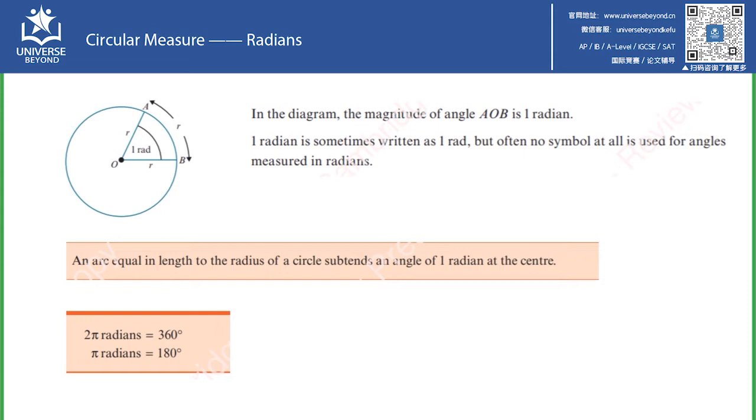Radians. Let's say this circle, and R is a radius. R is a radius, and 1 rad is one radian. Angle AOB is 1 radian. So, 什么意思呀？ Radian is the same as pi. Pi is equal to 3.14. So pi is 3.14 radian.